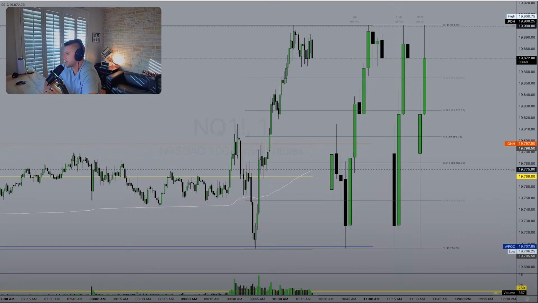So you've got to be in the micros. Typically, I suggest 8 micros maximum on a 50K account. Good starting point. And in the recent volatility, probably a little less, probably more like 5 or 6, honestly.